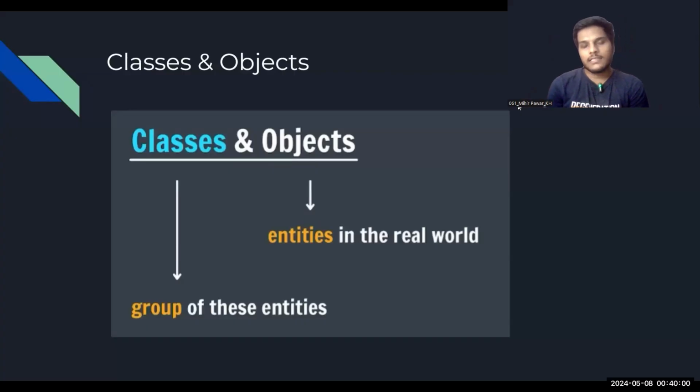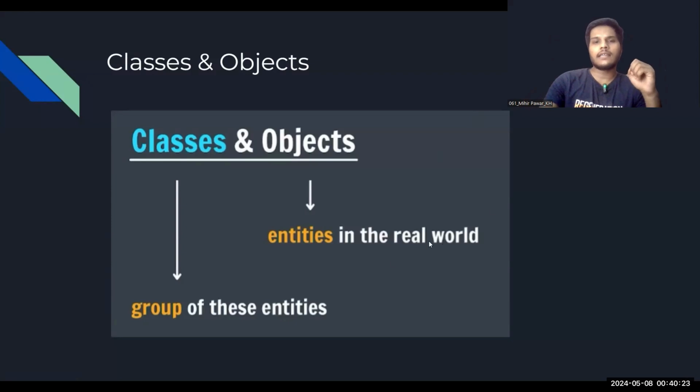So let's dive into classes and objects. What are objects? Objects are entities in the real world, like a car, a mobile phone, a pen, etc. All these are objects in our programming language. And classes are groups of these entities. Classes are nothing but blueprints of our objects.